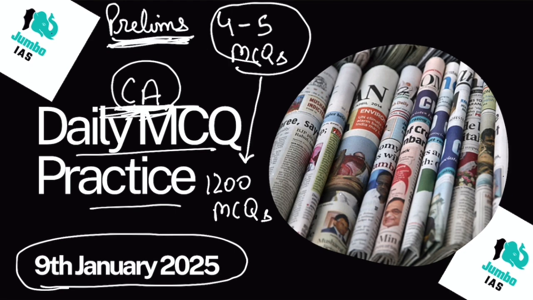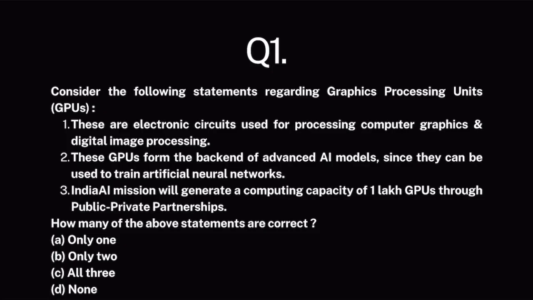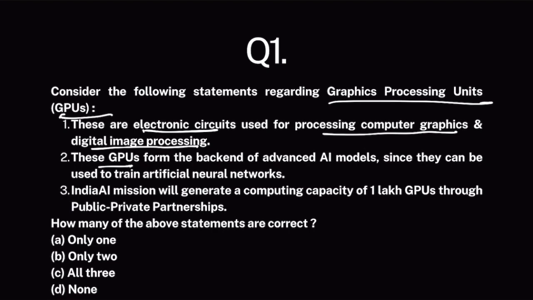And now we'll begin our discussion, starting with question number 1. Consider the following statements regarding graphics processing units. These are electronic circuits used for processing computer graphics and digital image processing. These GPUs form the backend of advanced AI models since they can be used to train artificial neural networks. India AI mission will generate a computing capacity of 1 lakh GPUs through public-private partnerships.